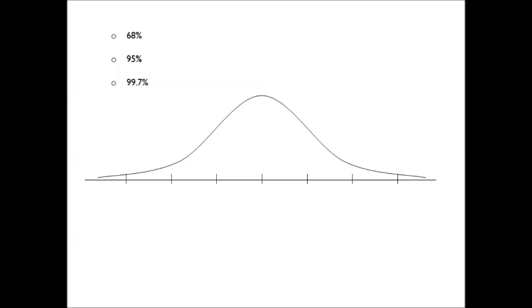Today's objectives are: we will identify properties of a normal distribution and apply those properties to determine probabilities associated with areas under the standard normal curve. So what does the empirical rule say?